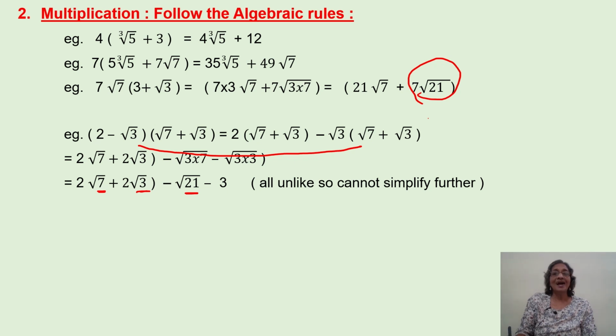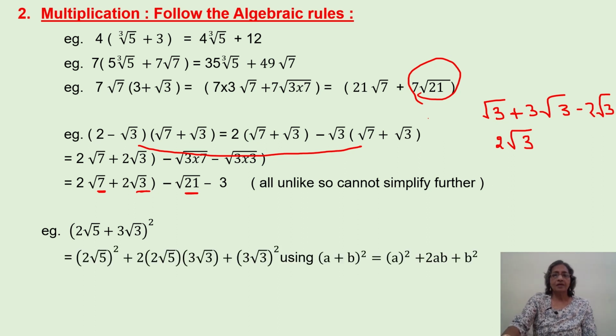Now these are all unlike. What would be the like terms? The like terms would be something like this: 2 root 3 plus maybe 3 root 3 and minus 2 root 3. So you'll see that they are all root 3. So 1 plus 3, 4. Final answer will be 2 root 3. Alright.